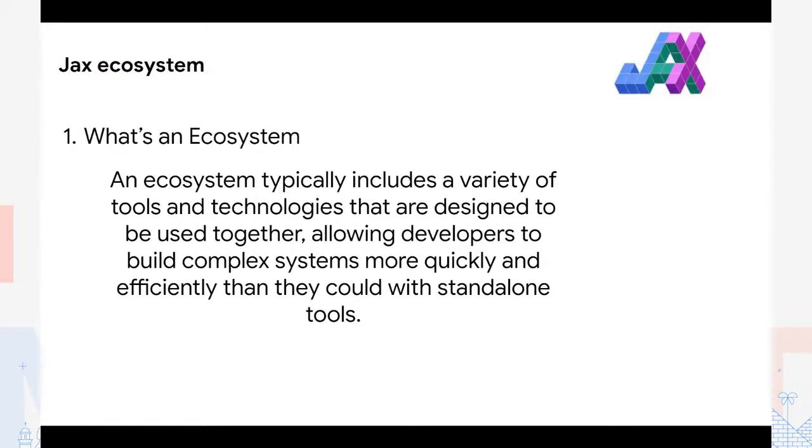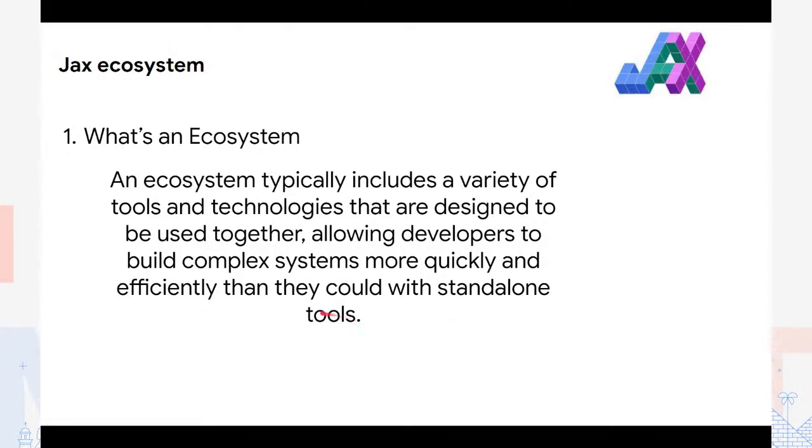let me check what an ecosystem is. So what do we mean by an ecosystem? In the context of software development, an ecosystem refers to a collection of related software tools, libraries, and frameworks designed to work together to solve a particular set of problems. An ecosystem typically includes a variety of tools and technologies that are designed to be used together, allowing developers to build complex systems more quickly and efficiently than with standalone tools.